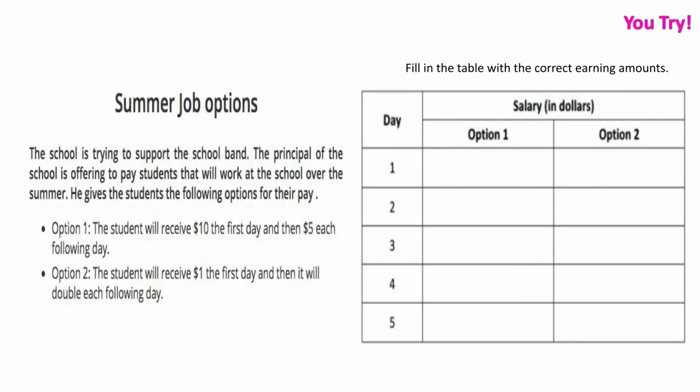So you try. The school is trying to support the school band. The principal of the school is offering to pay students that will work at the school over the summer. He gives the students the following options for their pay. Option 1, the student will receive $10 on the first day, and then $5 each following day. Option 2 is the student will receive $1 on the first day, and then it will double each following day.